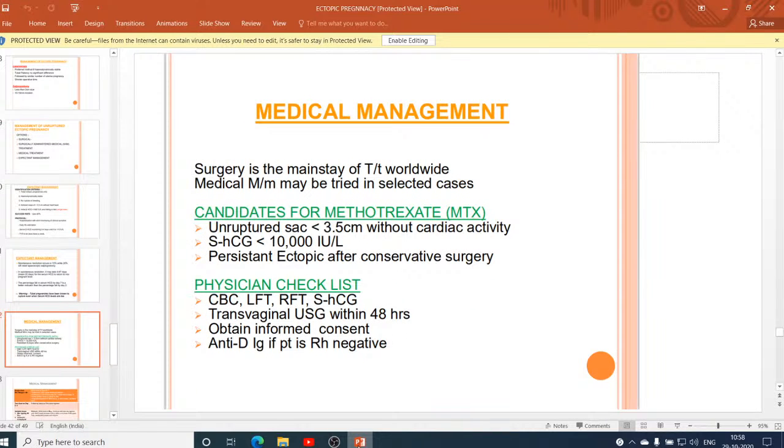Remember, medical management: surgery is the mainstay of treatment worldwide. Medical management may be tried in selected cases that I have already described. What are the selected cases? Now, candidates for methotrexate: unruptured sac less than 3.5 cm without cardiac activity, serum HCG less than 10,000 international units, persistent ectopic after conservative surgery. So, physician checklist: CBC, LFT, RFT, serum beta HCG, transvaginal USG within 48 hours, obtain informed consent, anti-D if the patient is Rh negative.